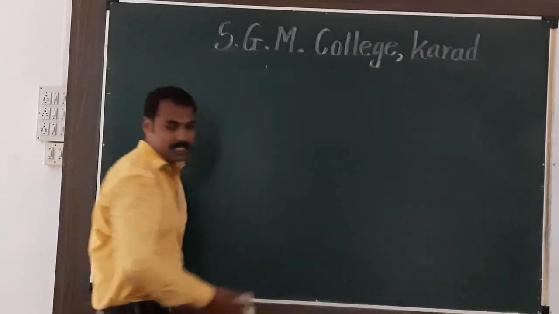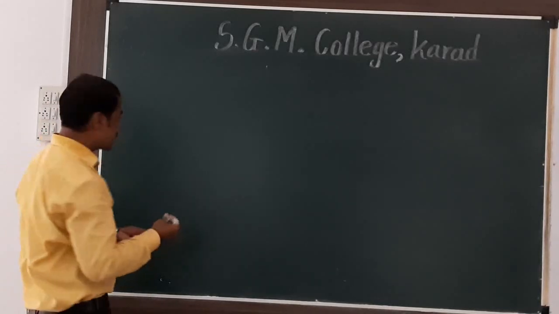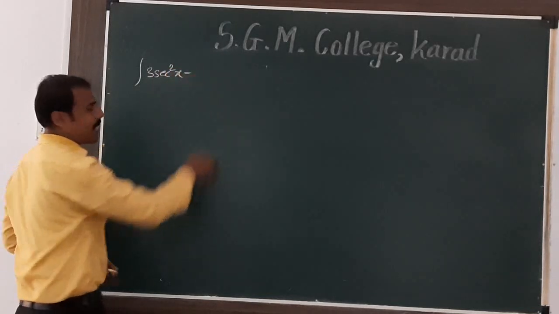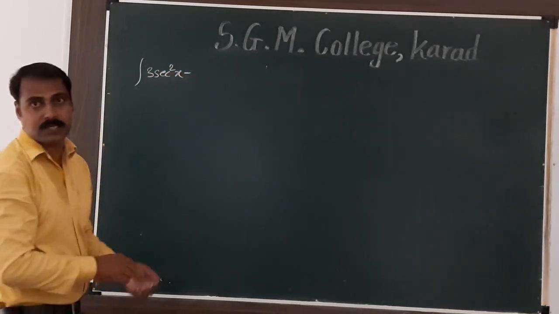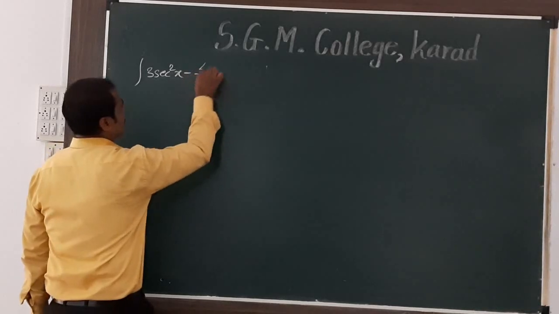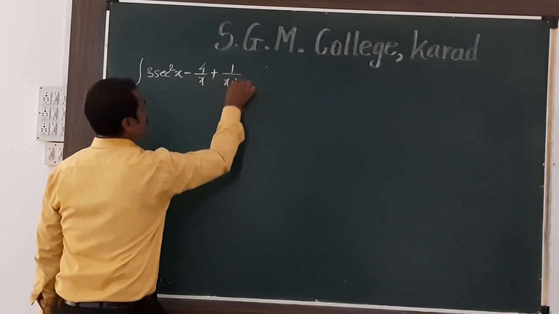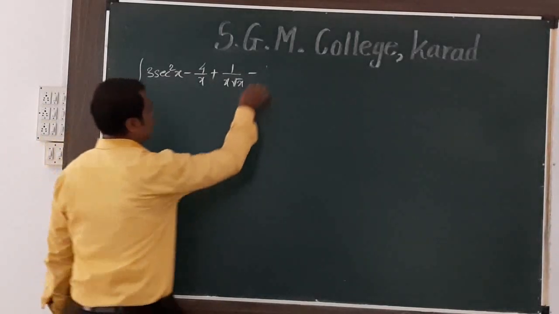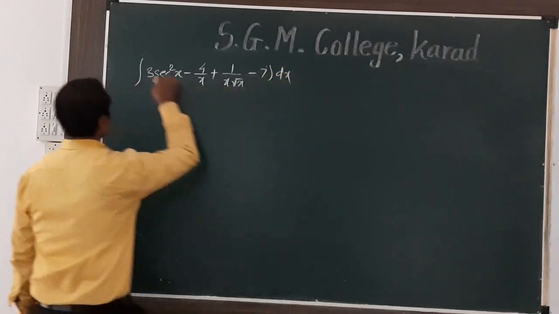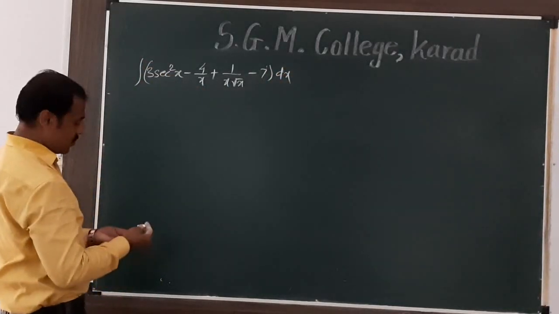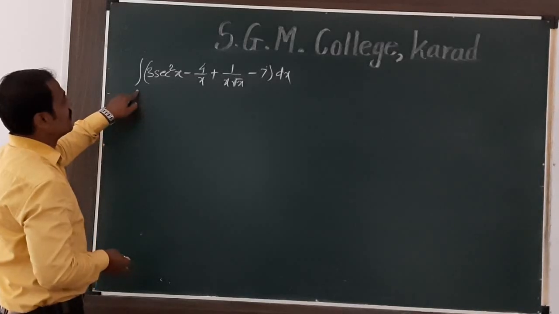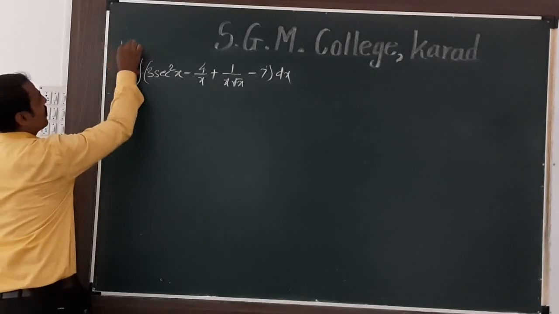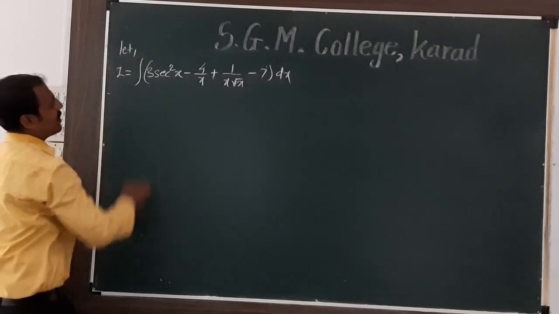Okay, so the question is: evaluate the integration of 3 sec square x minus 4 divided by x plus 1 upon x root x minus 7 dx. Okay, so we have to evaluate this integration. Since the example is on integration, we denote the given integral by I.